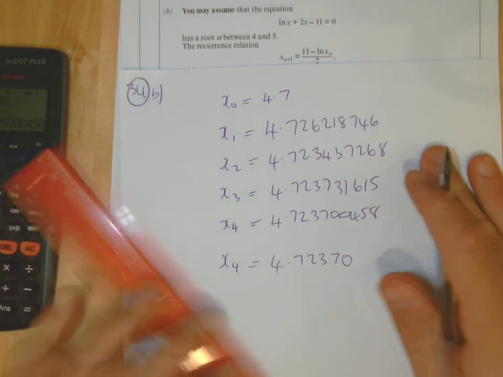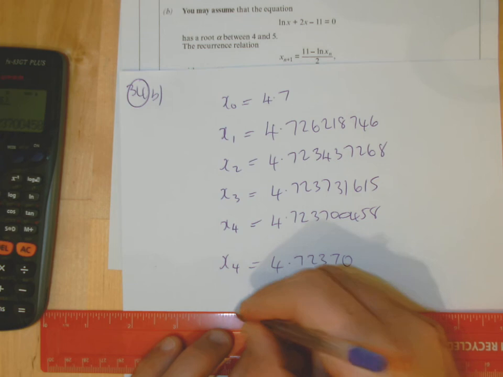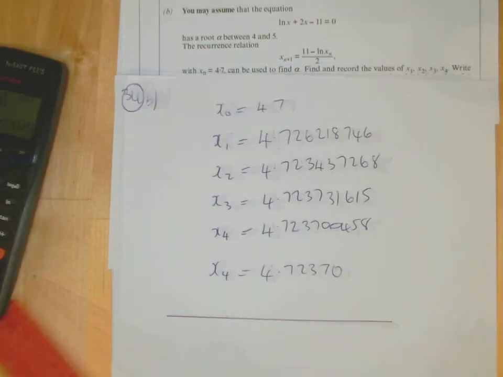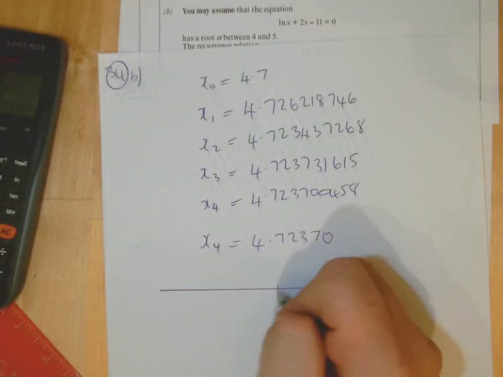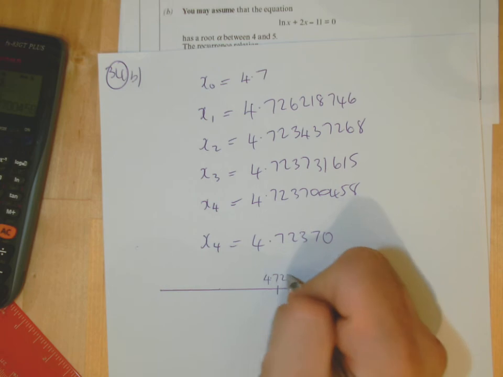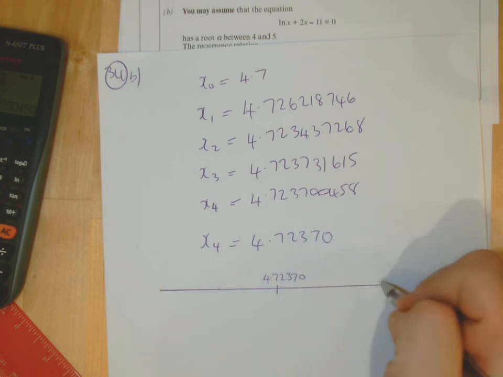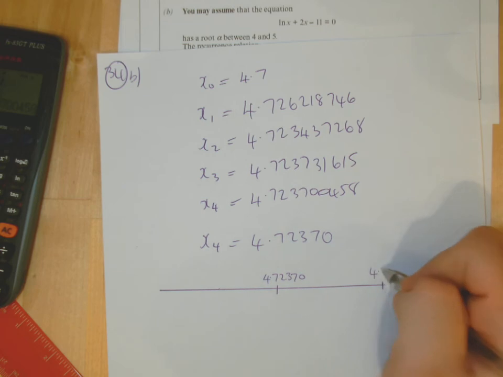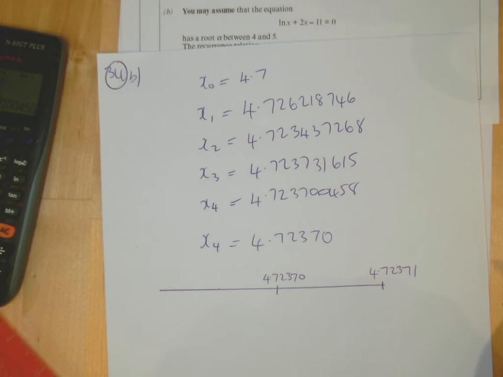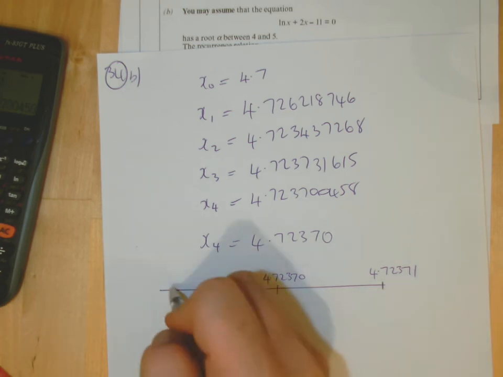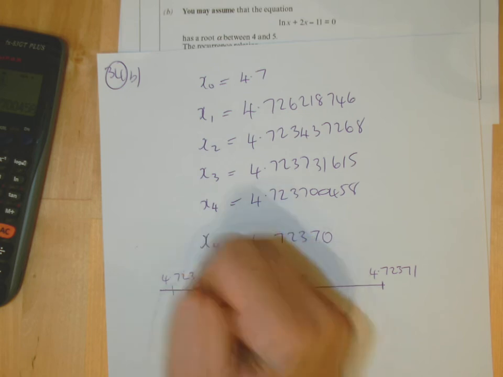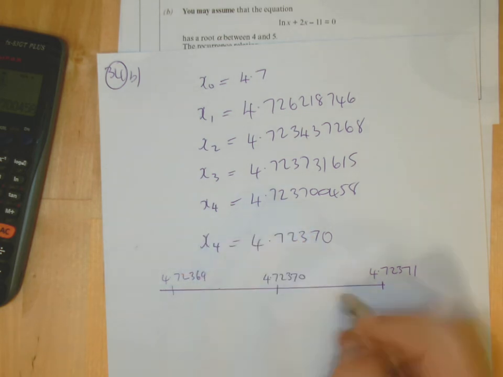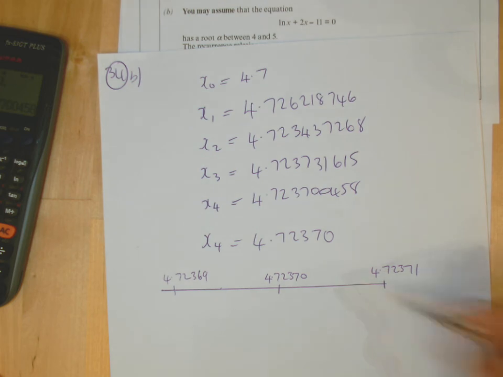So what we do then is you get a number line. Okay, and in our number line now, we need to think about a number line that's got 5 decimal places on it. So in the center, we put what we just had, the x4 to 5 decimal places. So if this was a number line to 5 decimal places, the next number then would be 4.72371. The one before it then would be 4.72369. Okay, so we're going up in 5 decimal places.